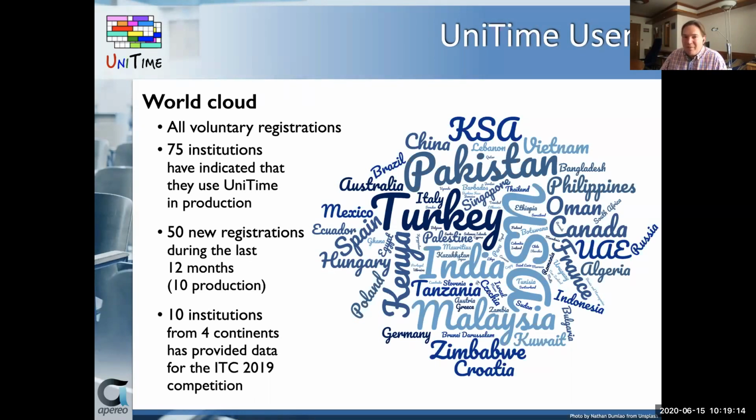These registrations have been used to create this word cloud. It covers over 400 registrations from around the world. Also, out of these registrations, about 75 institutions have indicated that they use UniTime in production. During the past 12 months, we have got about 50 new registrations, a tenth of which have indicated that they use UniTime in production.